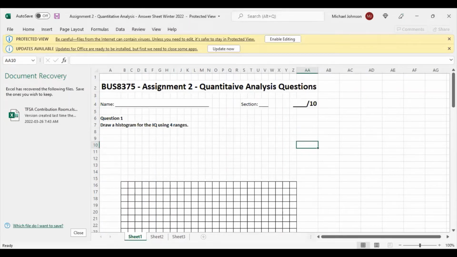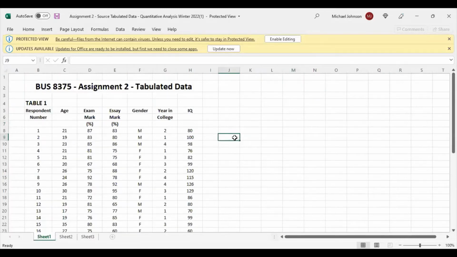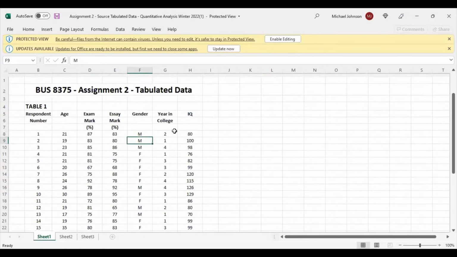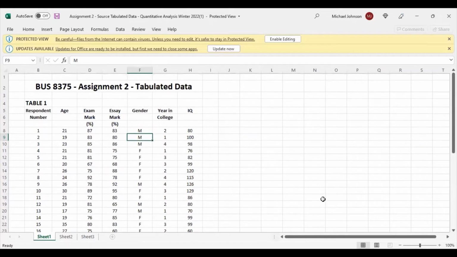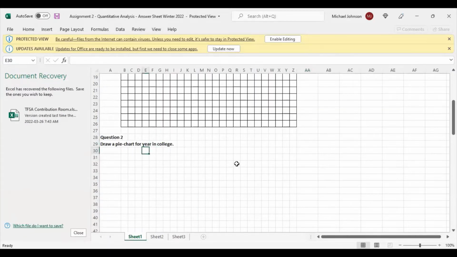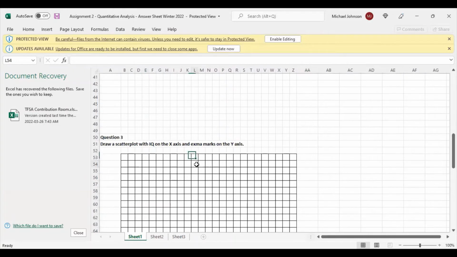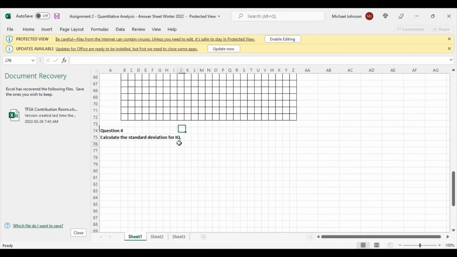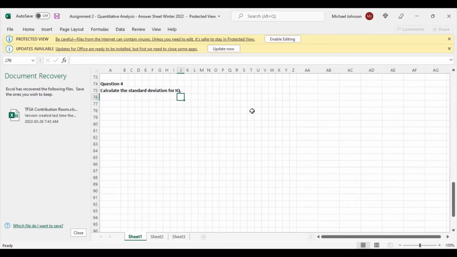So for assignment number 2, you take the data that's given in this file, the source tabulated data, and then you make a histogram for IQ using 4 ranges, draw a pie chart for year in college, draw a scatter plot with IQ on the x-axis and exam marks on the y-axis, and then calculate the standard deviation for IQ. So that's going to be assignment 2.